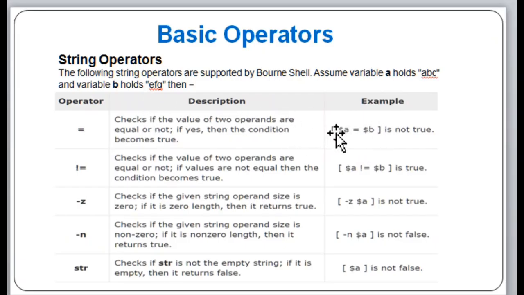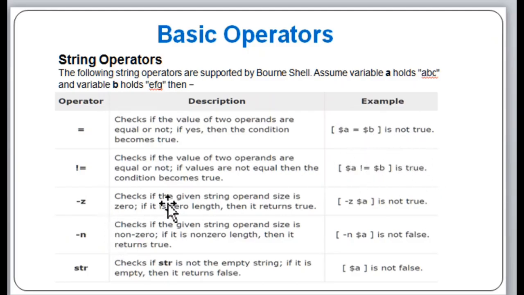Well, this statement is not true. We have not equal, which checks if the values of the two operands are equal or not. If the values are not equal, then the condition becomes true. ABC does not equal EFG, so the statement's true. And guys, I think I misspoke, I meant to say it is not true up here. Obviously, ABC is not equal to EFG, so it's not true. And this one is true because they are not equal.